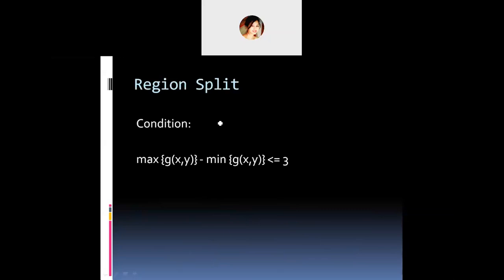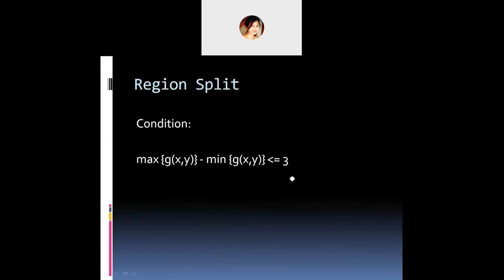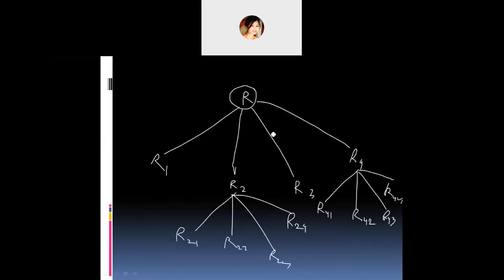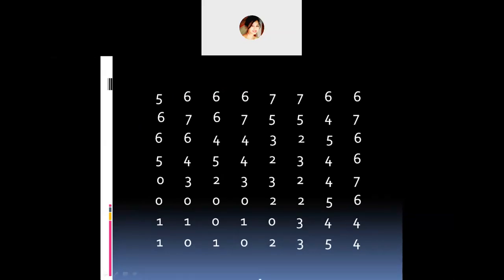The condition remains the same, but in region split, we split the region into sub-regions if it did not satisfy this condition at first, and we have to keep on splitting. Here in region merge, the concept is the same as region splitting, but instead of breaking we need to join or merge, and the condition also remains the same.